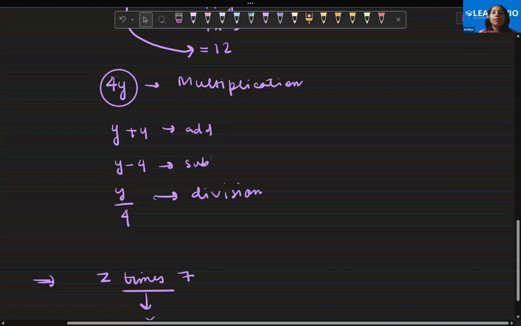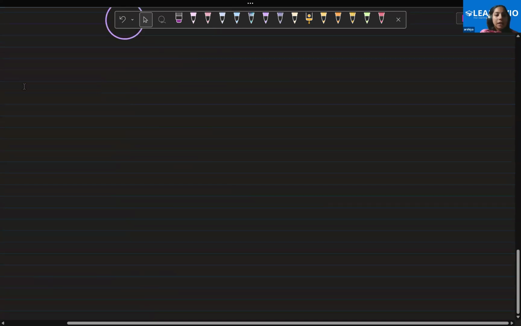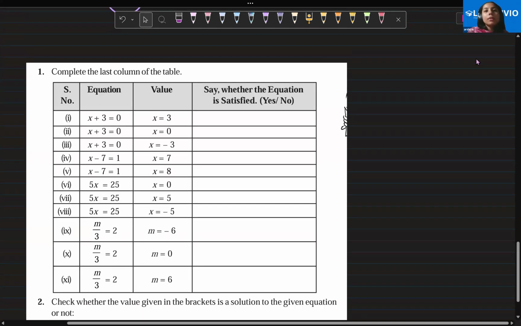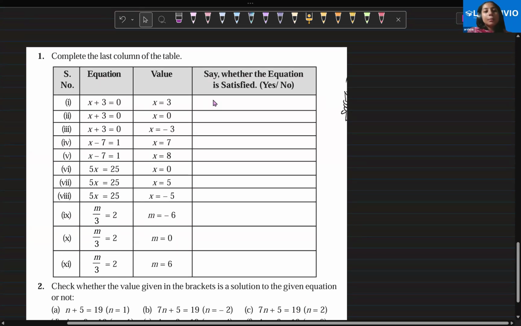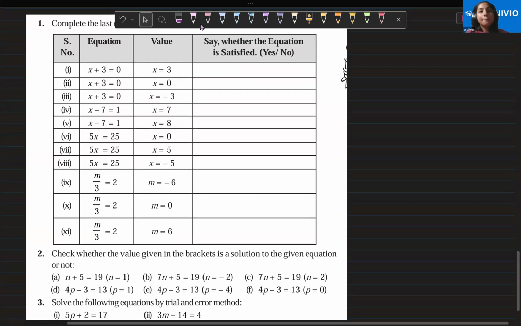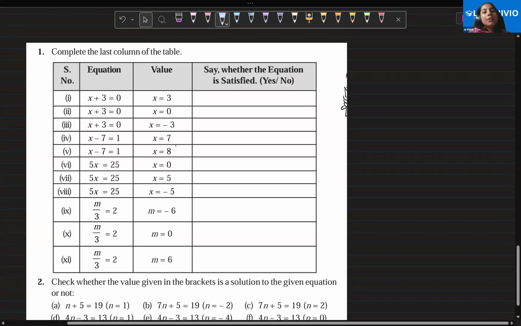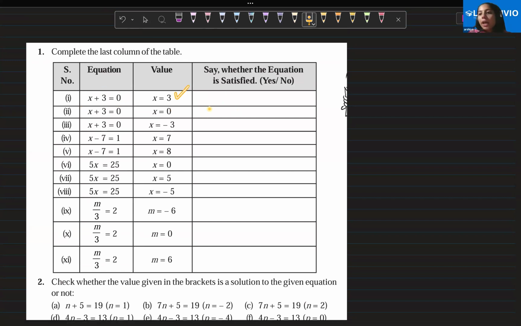Now in the first question, they have given a table, right? You have to just find the values. It's a very easy question. Let's start with the question, then I'll explain. They have given you one equation: x plus 3 is equal to 0. They are saying the value of x is 3 and you have to check whether this is correct or not. If it's correct, we write yes. If it's incorrect, we write no.